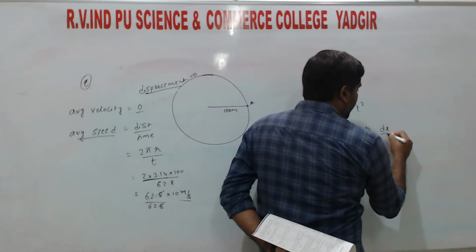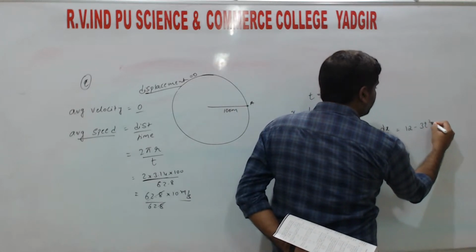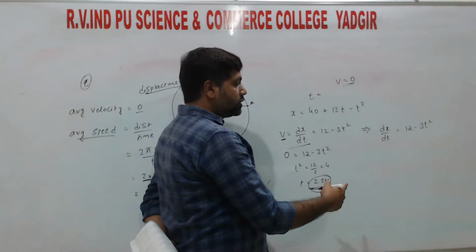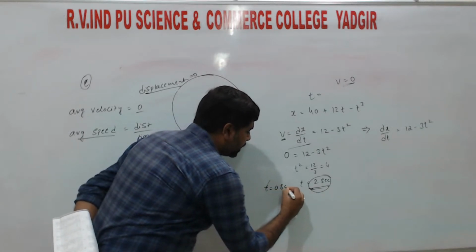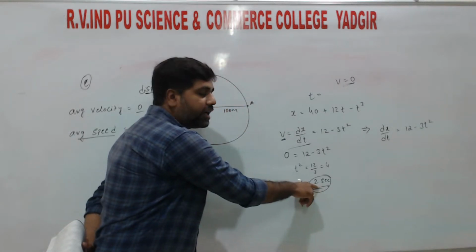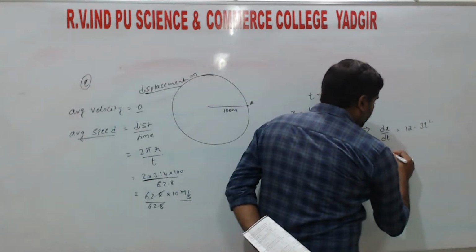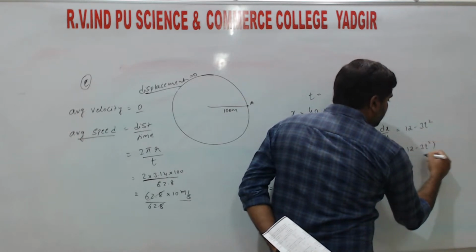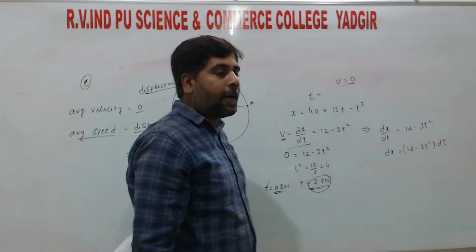So dx by dt is equal to 12 minus 3t square, right? Now we have to find the displacement. The limits are from t equals 0 seconds to 2 seconds. So we need to integrate the given equation. So dx is equal to (12 minus 3t square) into dt, right?